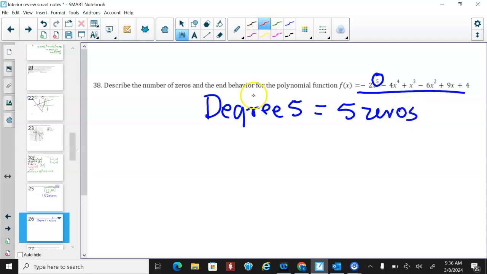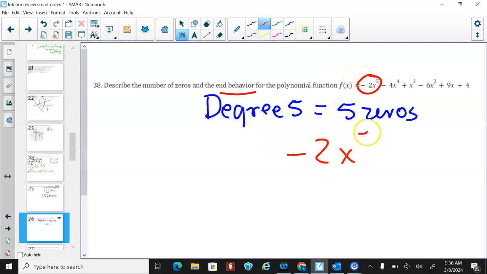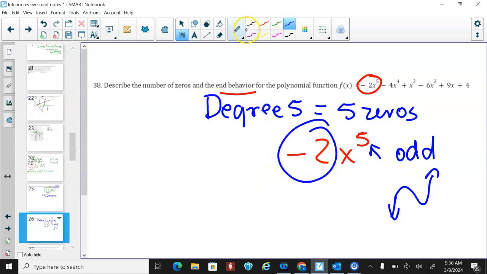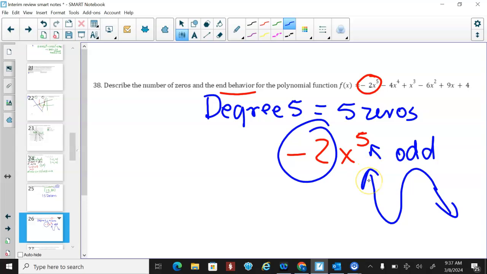Now, what else can I tell? It says end behavior. So what else can I tell about this function by just looking at it? Well, I'm going to start with the leading coefficient, the number in the front, and the exponent. So I know that this is an odd function, okay, which means that the ends will go in opposite directions, okay? I also know that it has a negative leading coefficient, which means, let me erase that, the right tail will go down, okay? So two different directions is odd, and the right tail goes down.